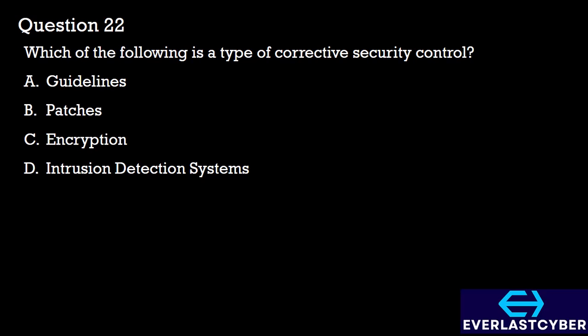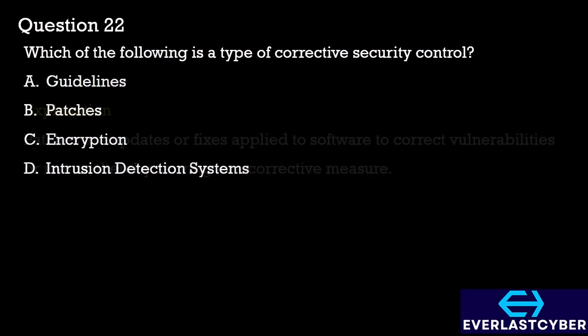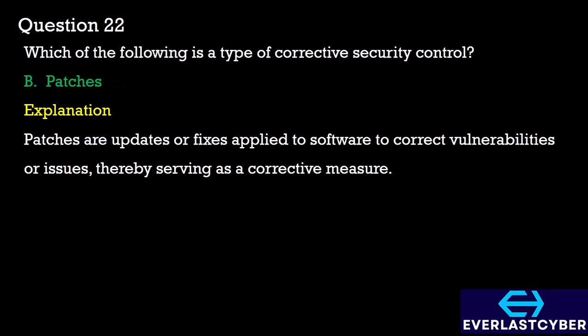So with respect to the options we have, option B, patches, is a type of corrective security control because it updates and applies fixes to software in order to correct the vulnerabilities or issues that are in it.